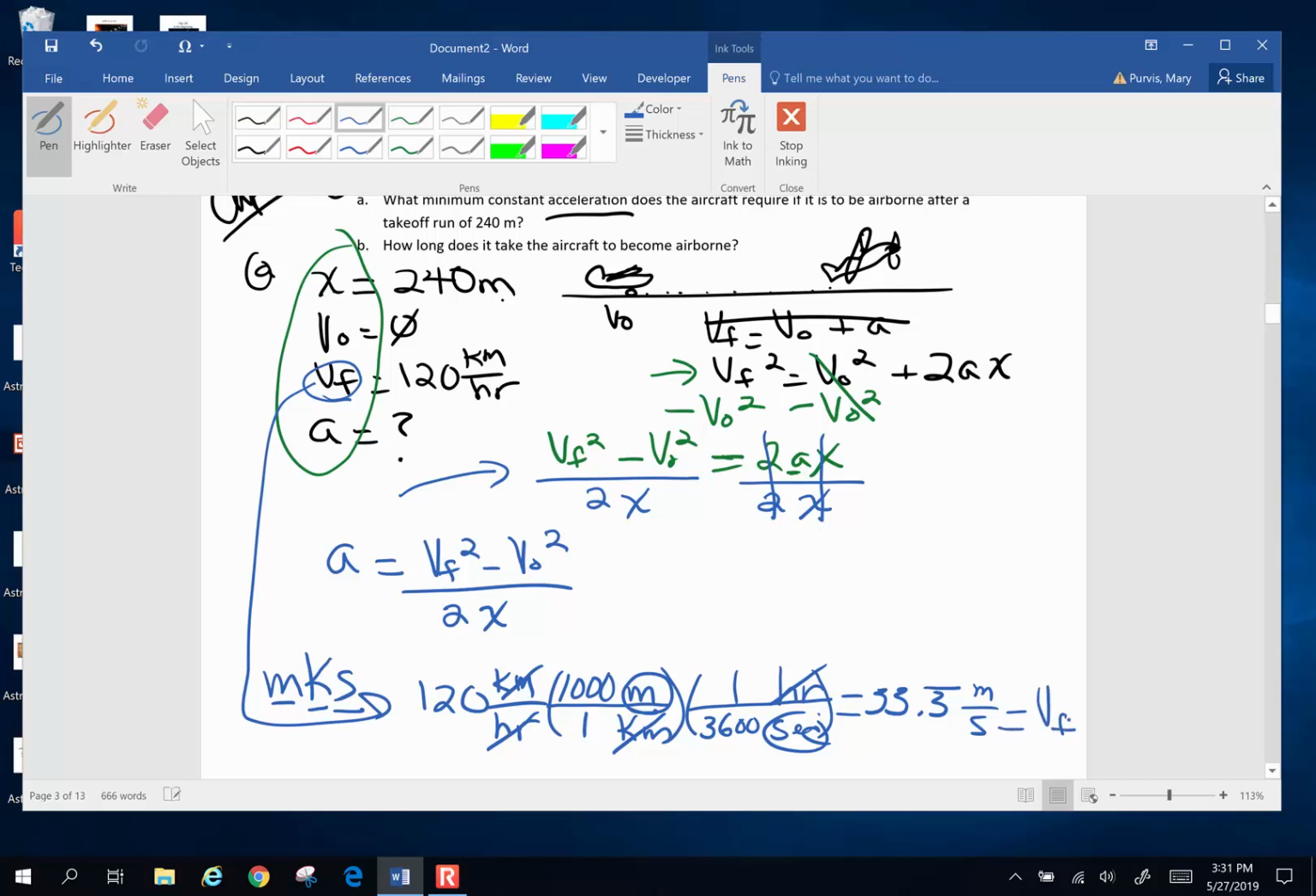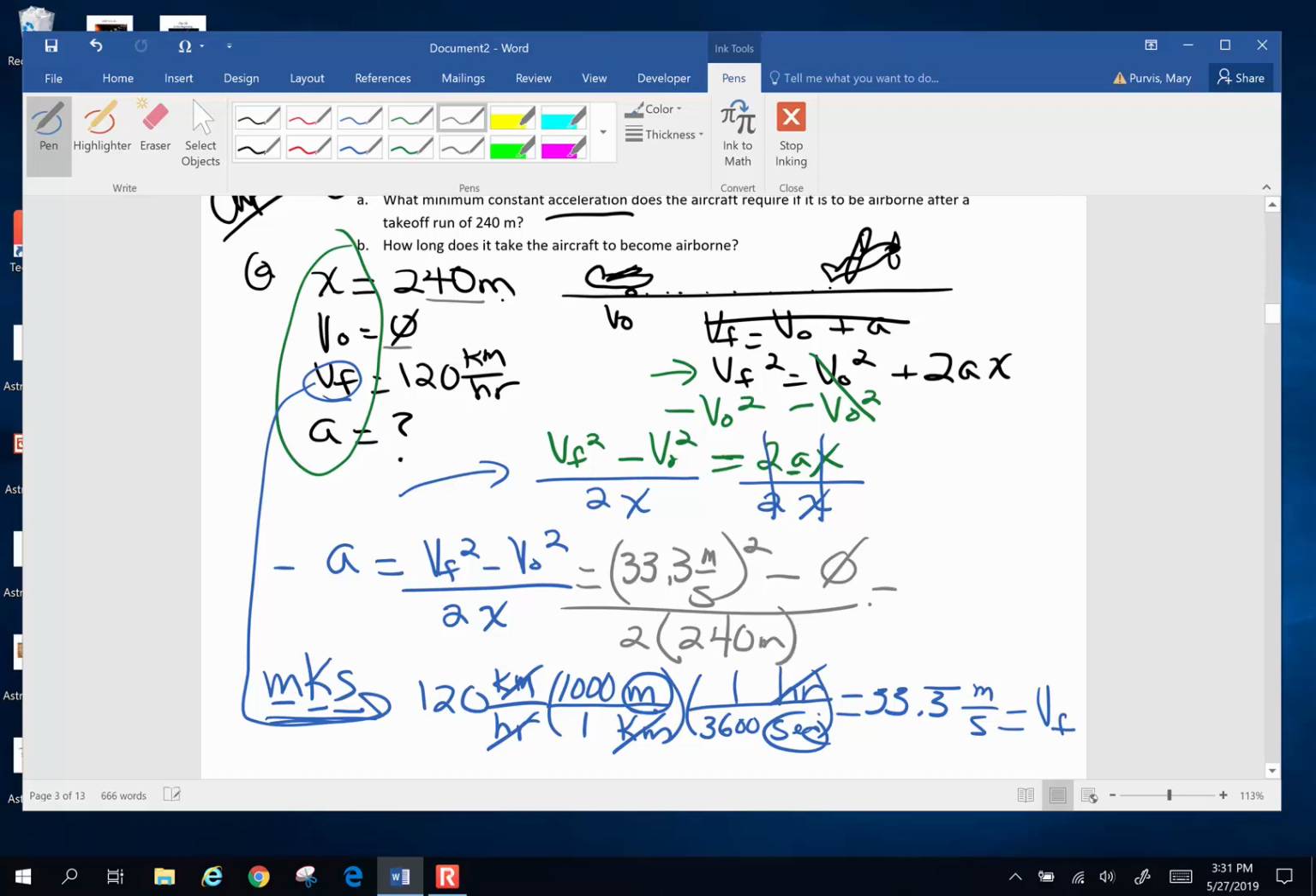Now that I have that in a convenient MKS unit, I can go back and use my equation. So let's do that. Final velocity here is 33.3 meters per second, whole thing squared, minus the original velocity, which is 0, divided by 2 times the displacement, 240 meters.